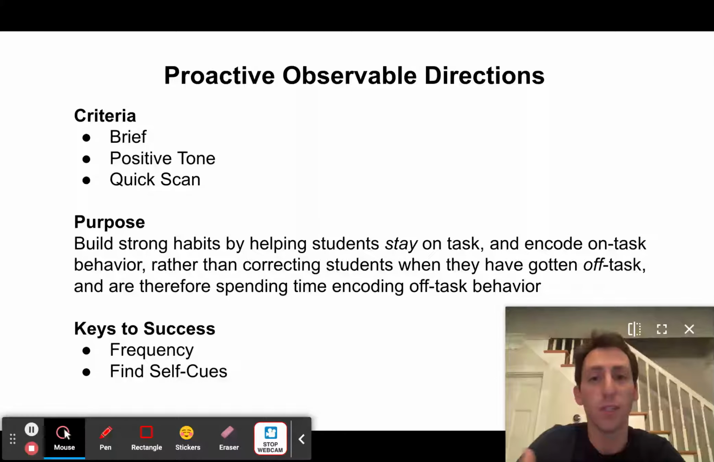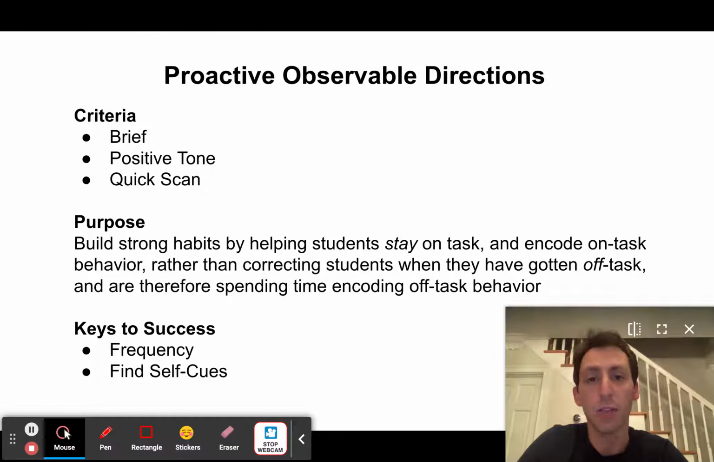If they can stay focused and attentive for 45 seconds in September, let's give one every 40 seconds. If they can stay focused in December for a minute and a half, we're giving a proactive observable direction every minute and 20. We're staying ahead. We're setting them up for success by reminding them before they get off track, and they start to build that habit more and more of staying on task.